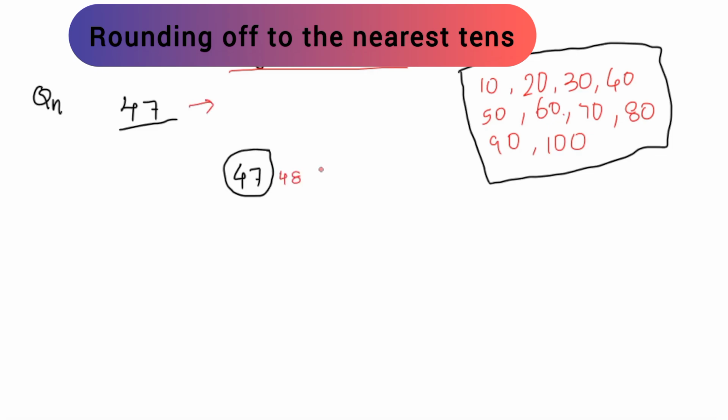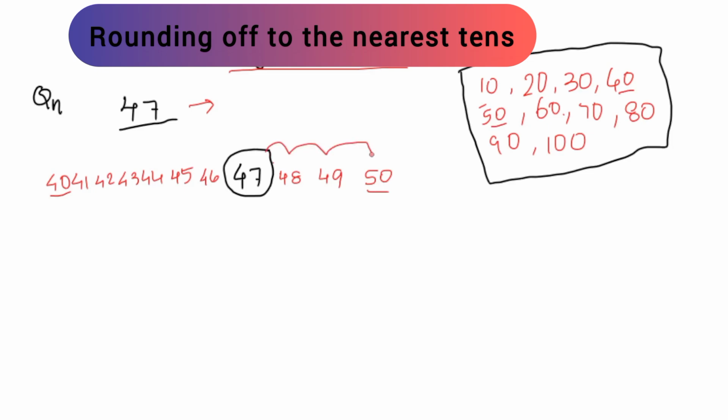In forward, after 47 we will get 48, 49 and 50. Here we already know that 50 is a tens. Therefore, we got the first tens. Similarly, if we count backward, we will get 46, 45, 44, 43, 42, 41 and 40. Here we got the next tens, that is 40. That means 47 lies between the two tens 40 and 50.